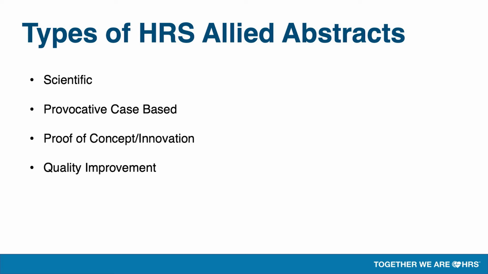So in terms of research types for allied professionals within the Heart Rhythm Society, there are 4 different kinds. A scientific study, which most of you are pretty familiar with, that, as I mentioned earlier, involves having data points and variables and looking at statistical analysis about how these variables interact with each other.